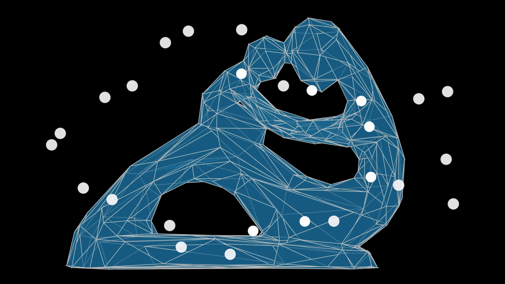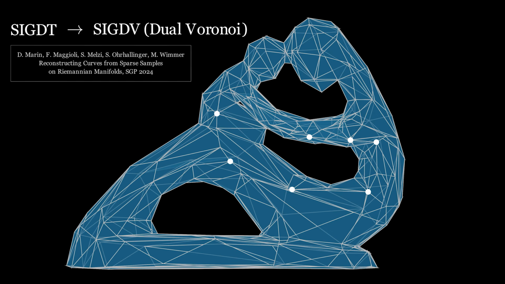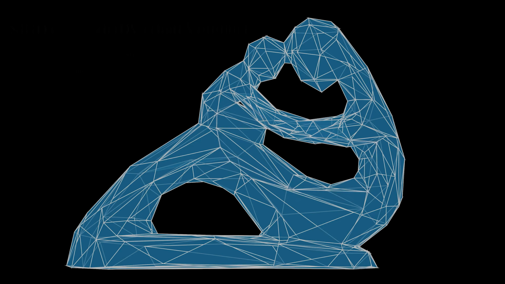Once the curves are lifted to non-planar surfaces, and more generally to Riemannian manifolds, we also adapt our curve reconstruction method. We transform the SIGGRAPH into SIGGDV by exchanging the Delaunay triangulation for the dual Voronoi graph. We extend our theory and method to these spaces, and both analyses and experiments show that we can reconstruct with far fewer samples, reliably recovering multiple curves directly on non-planar domains.